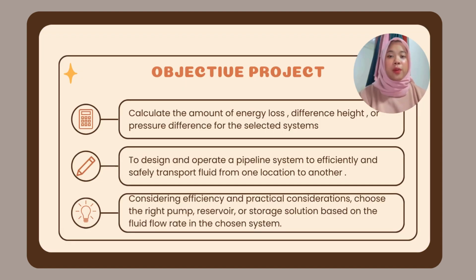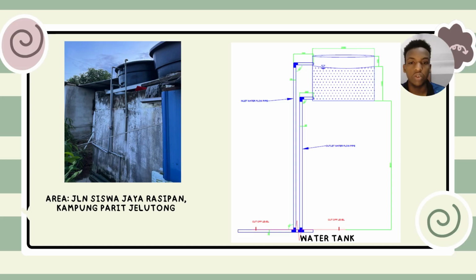The objectives of our project are: 1. To calculate the amount of energy loss and the height or pressure difference for a selected system. 2. To design and operate the pipeline system to efficiently and safely transport fluid from one location to another. 3. Considering efficiency and practical considerations, to choose the right pump, reservoir, or storage solution based on the fluid flow rate in the chosen system. This is the image of the tank located in Jalan Siswa Jaya, Reban, and the other one is the diagram of the tank.